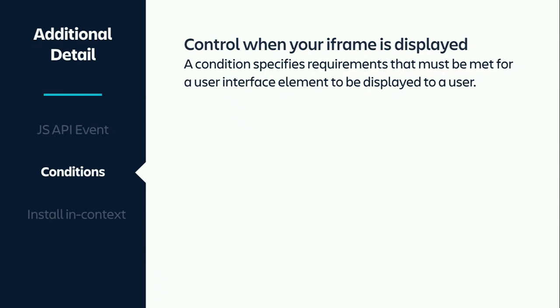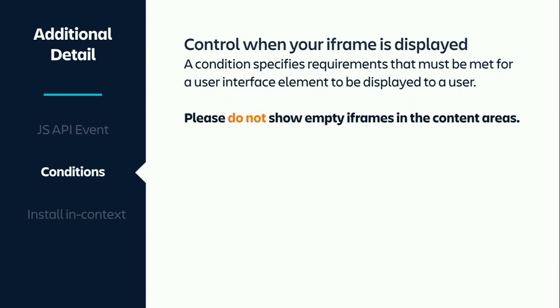Now, conditions I want to talk about a little bit that give you control about when your iframe is displayed. So they kind of go hand in hand with the JavaScript API, where you can kind of control modals popping up and maybe adding content and things like this. But this is like once content's actually added, this is how you would control that within your iframe. So a condition is not unique to the issue view. The conditions themselves are cross-connect, and we just applied it to this module. So a condition specifies requirements that must be met for a user interface, i.e. the iframe, to be displayed to a user.